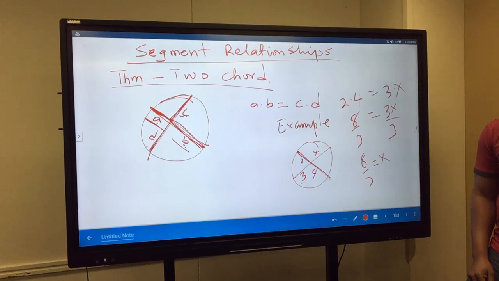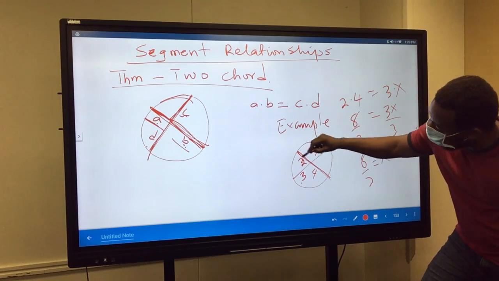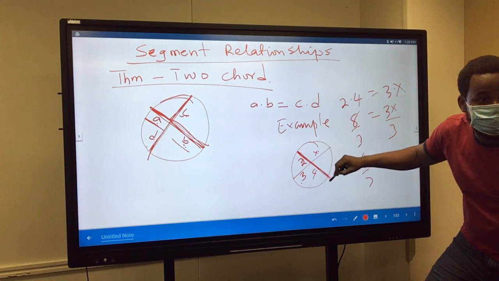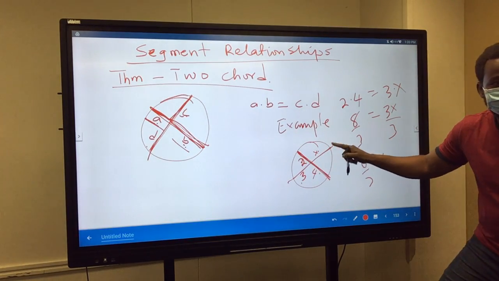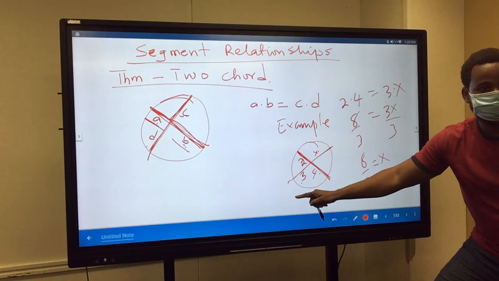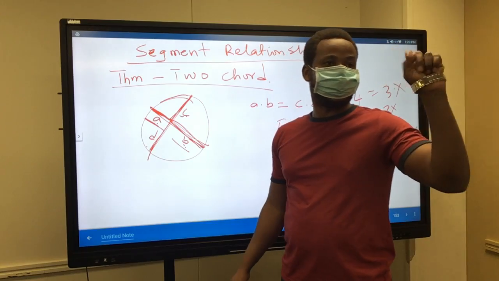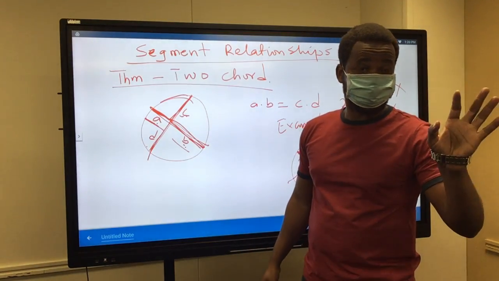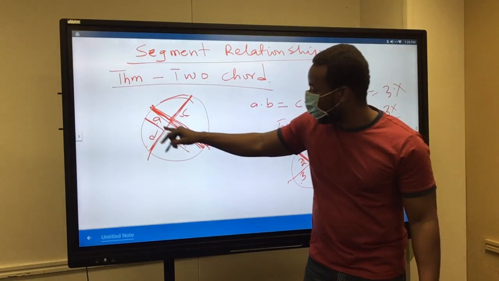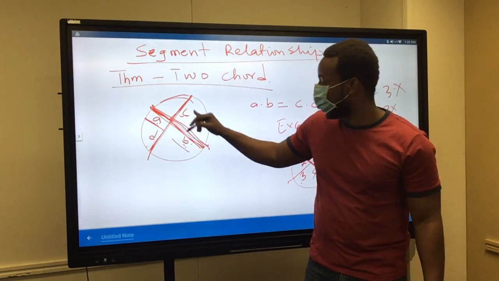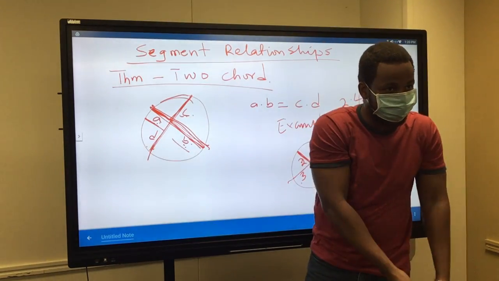How do you know which one goes with which? This is why I'm telling you to multiply on the line. 2 by 4 on the same line is equal to x by 3. Pay attention here, because most of the students get it wrong here. Multiply across the line: A times B, and then C times D. The line is very important. Multiply the numbers on the line.